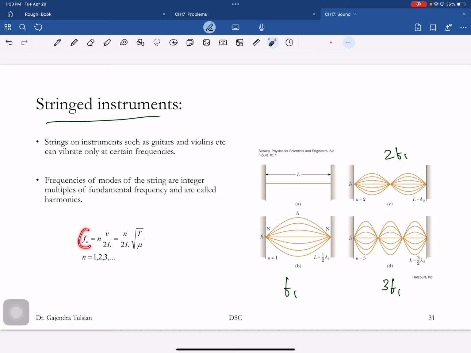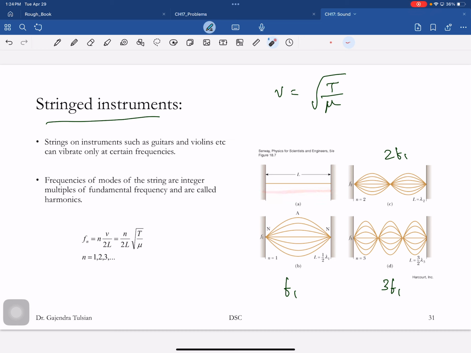So the frequencies at which the string can vibrate are n times v, the speed of the wave on that string, over 2L, and that speed is the square root of the tension in the string divided by mu, the mass per unit length. Okay, so n is an integer. It takes all integer values.